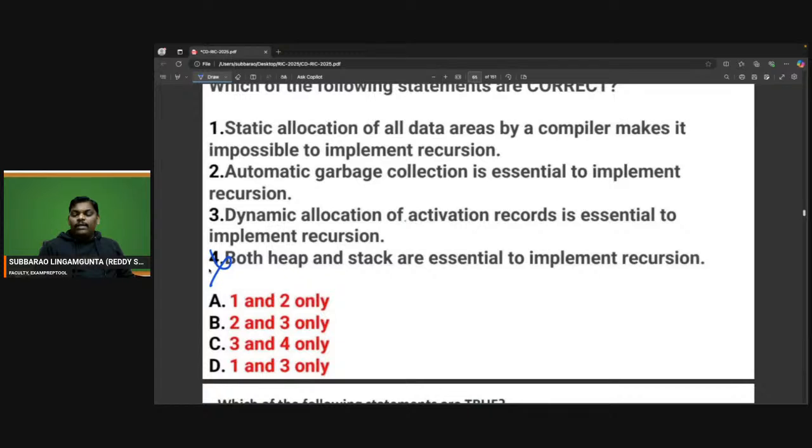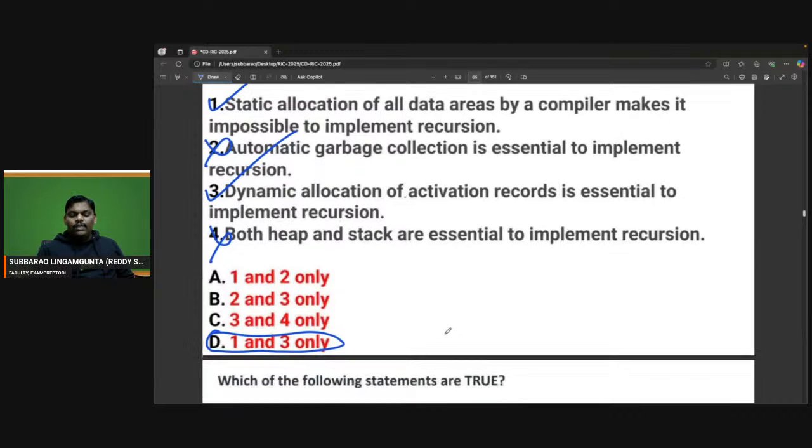Next one, automatic garbage collection is essential to implement recursion. Automatic garbage collection, no. Static allocation of all data areas by compiler makes it impossible to implement recursion. Static, recursion not possible, true. Dynamic allocation of activation record is essential to implement recursion. Okay, fine. So I think 1 and 3, option D. If anyone has any arguments or any doubt, you can ask me.